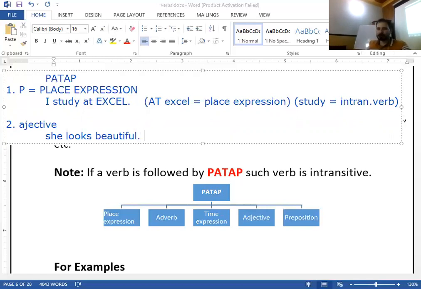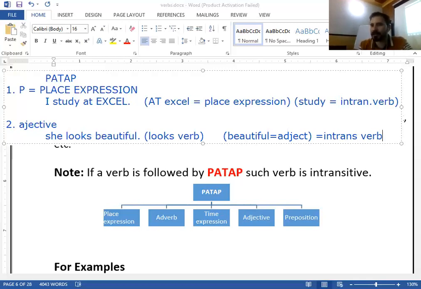But which is the verb? Looks is called verb, right? And beautiful is an adjective. So when a verb is followed by an adjective, what do we have here? It's an intransitive verb.